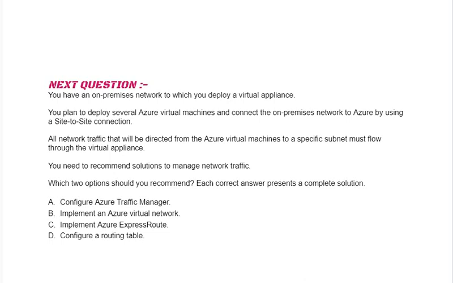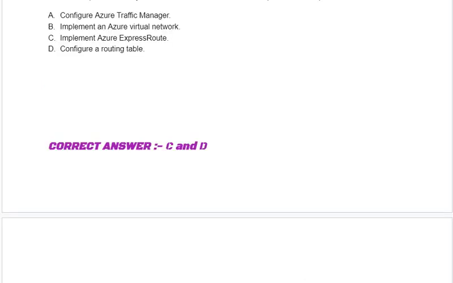Option A, configure Azure Traffic Manager. Option B, implement an Azure Virtual Network. Option C, implement Azure ExpressRoute. Option D, configure a routing table. Correct answer is option C and option D.